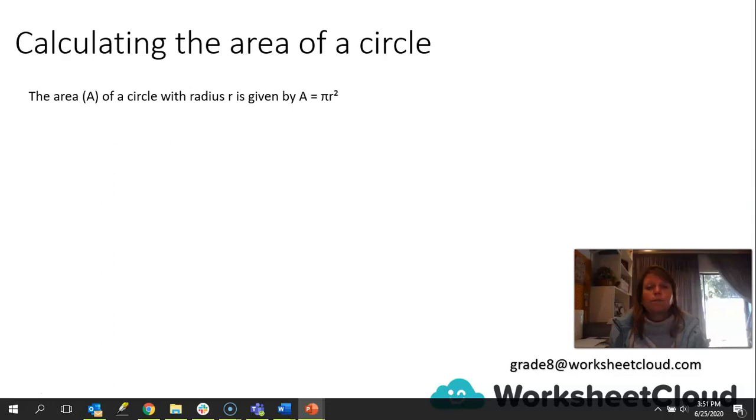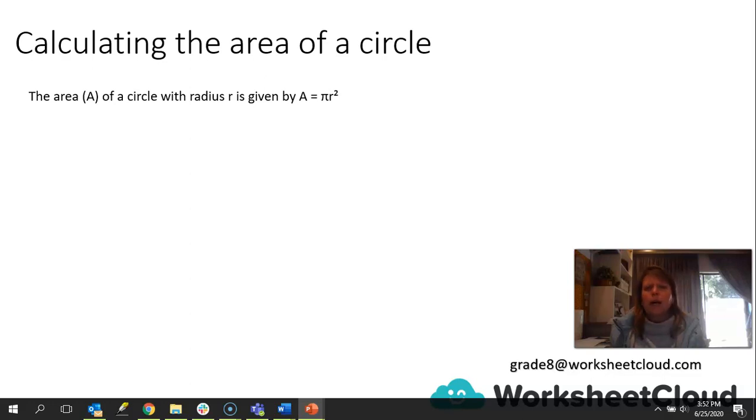Now remember, the area A of a circle with the radius r is given as A is equal to pi r squared. Remember, the area of a shape is the amount of space that is covered within the sides of the shape, so within the closed sides of the shape. And with the circle, it's not the sides but the circumference of the circle. So to work out area, it is pi r squared.